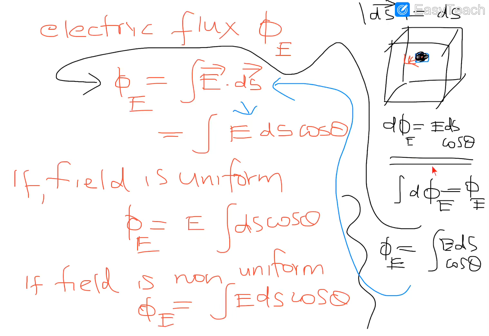Then if you integrate, you will get the net flux coming out of the surface, which will be integral E ds cos theta. So please remember this equation. In general, for any surface, you can consider electric flux as integral E dot ds, which is equal to integral E ds cos theta. This is the first preliminary idea. You must know the general equation for flux.